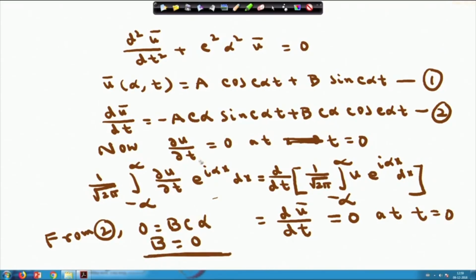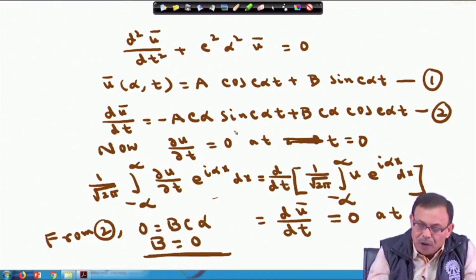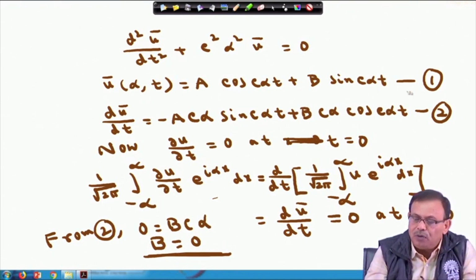So, you see, directly the condition was not there. You have been provided only with ū equals this, which is the given condition 1. From here I am finding dū/dt, and then I am taking ∂u/∂t equals 0, which is known to me at t equals 0.